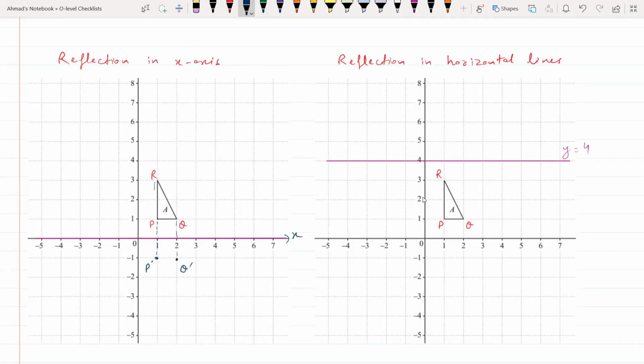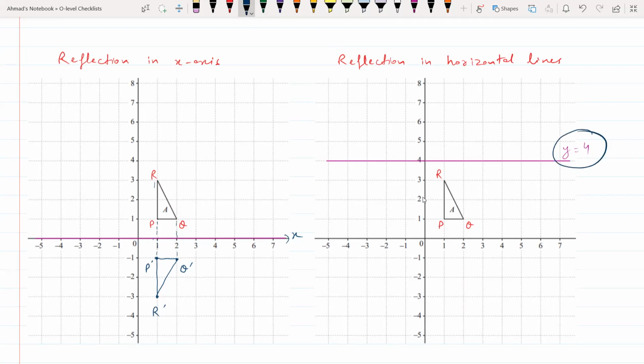For R, it's three boxes up. Up three boxes नीचे चले जाओ. Your R dash is going to be right here. So your reflected figure looks something like this. That's your reflected figure. Now you can do this in any horizontal line. कोई भी horizontal line होगी, आपने क्या करना है? Vertically boxes count कर लेना है. So R को देख लें.